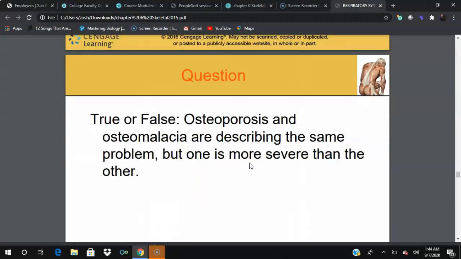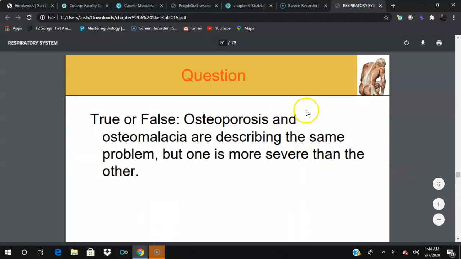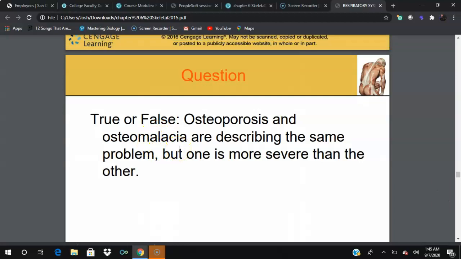Okay, so question, osteoporosis, true or false? Osteoporosis and osteomalacia are describing the same problem, but one is more severe than the other. If we look back on those slides, we'll realize that osteoporosis is a porous condition where the bone becomes brittle and easily fractured, whereas osteomalacia is a softening due to lack of calcium and phosphorus within the bone. So one is softening and one is porotic, and so that is different.